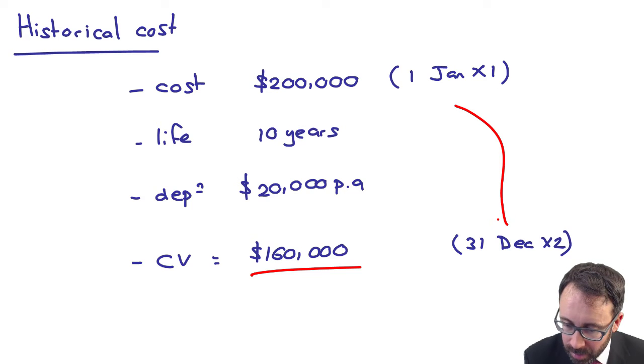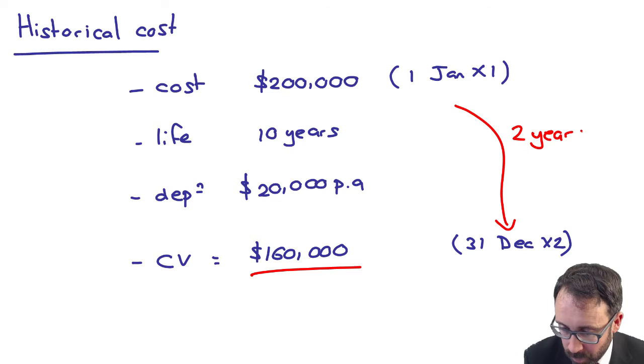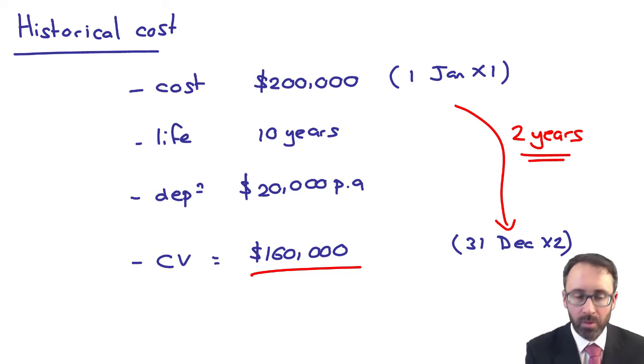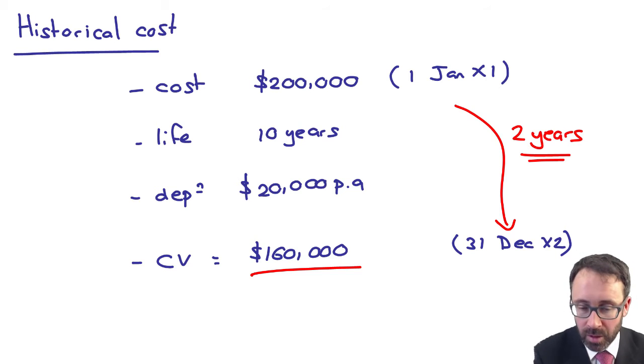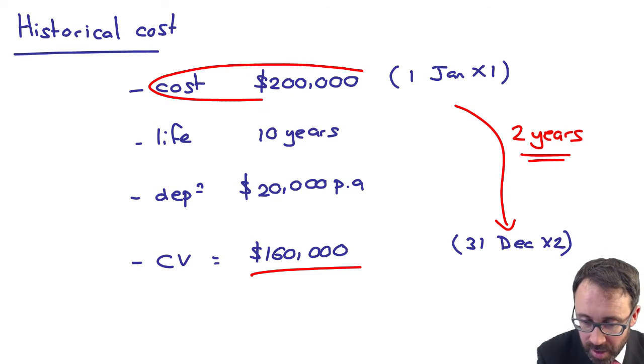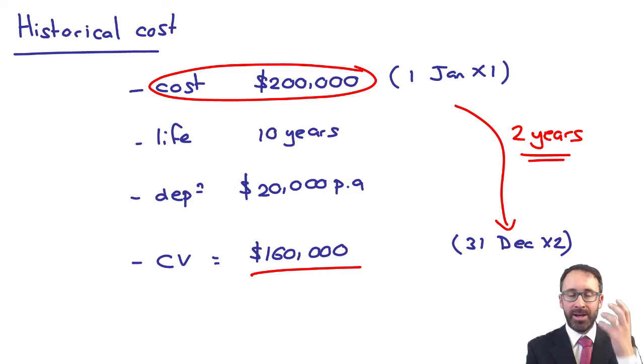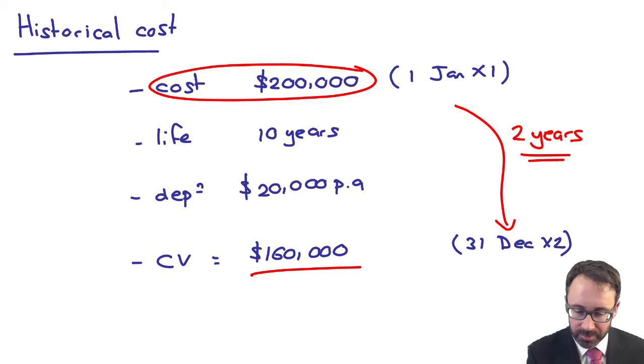Thereafter, that is 2 years, all of X1, all of X2. And that's how you measure that asset based upon historical cost. You go through that and look at the price that you paid initially to enter into that transaction.